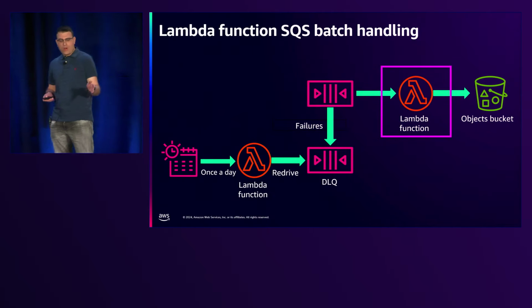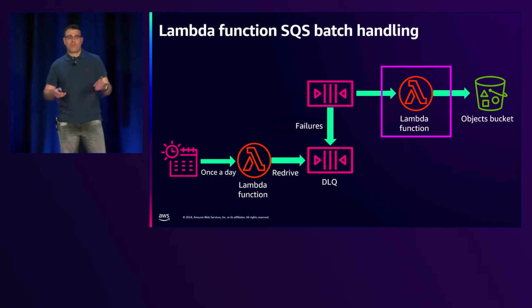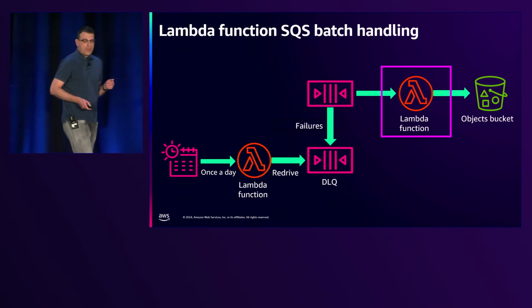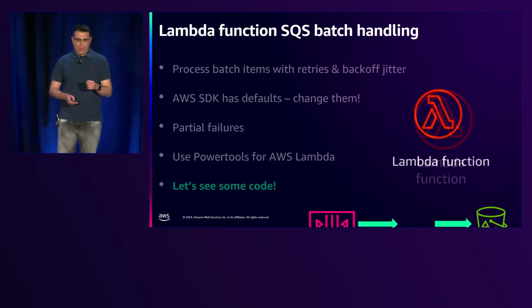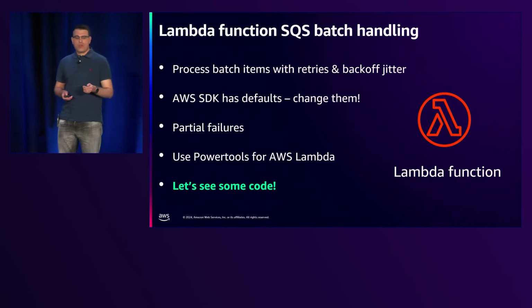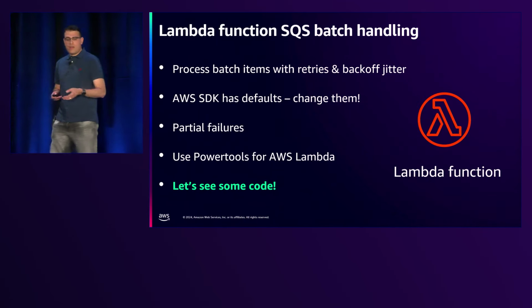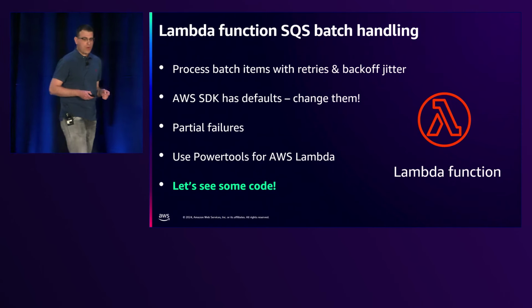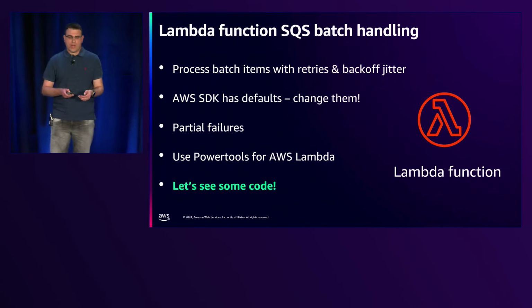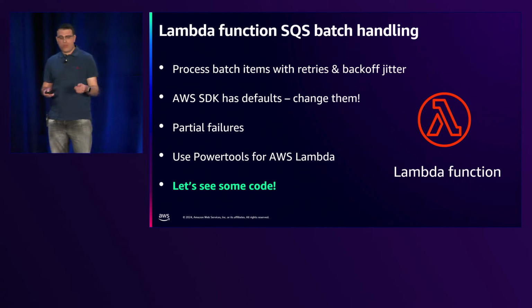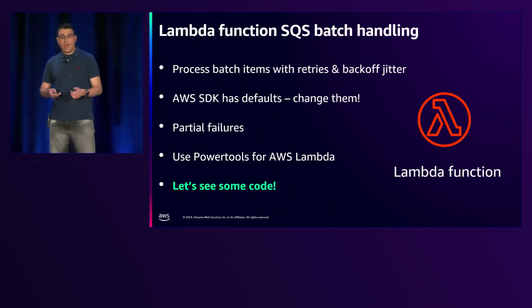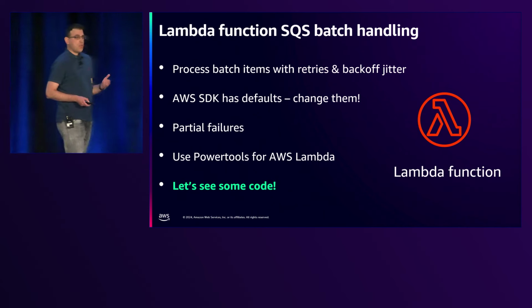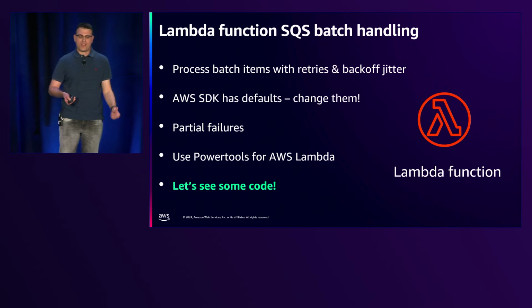OK, so we have our redrive, we have our dead letter queue. That's great. Let's deep dive into the Lambda function and see how we can do the batching. So the Lambda function is going to iterate the items, going to process them, and it's going to use the AWS SDK to put the items into the bucket. And it has built-in retries and backoff configurations, and we can change them, and we're going to see how. And you should, because sometimes these configurations are just too long and don't make any sense.